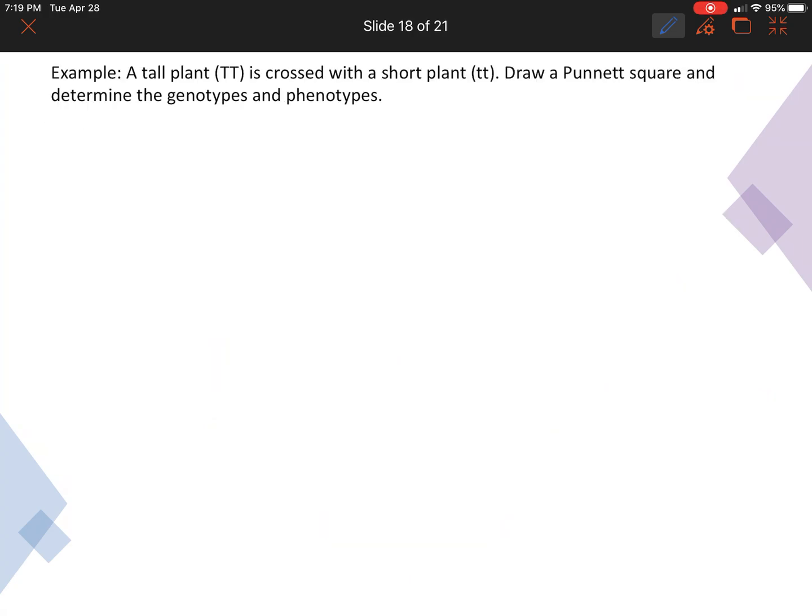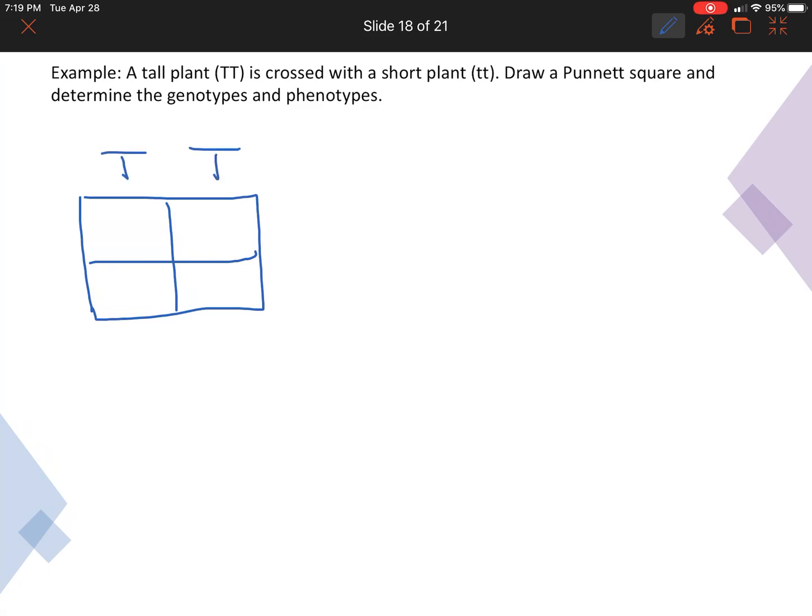Okay, so we're going to work through an example. You have this example in your notes already. A tall plant, capital T, is crossed with a short plant, lowercase t. Draw a Punnett square and determine the genotypes and phenotypes. First step, draw your box. Now you're going to put one parent across the top, the tall plant, and the short plant, the other one, across the side.